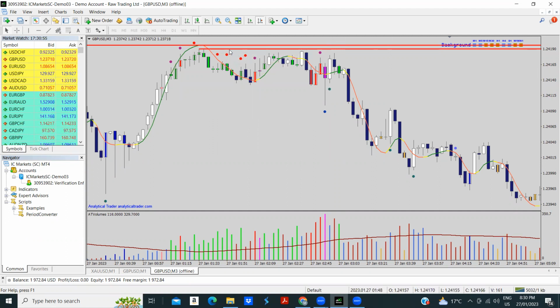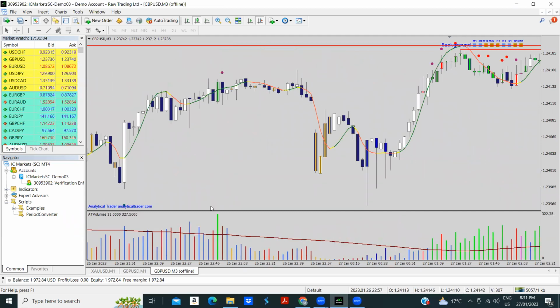What do we have here? A lot of supply here. Can you see supply, supply, supply, supply, supply? We have a lot of supply here. Demand is very less. And the major bias is also supply. Got it? The major bias is also bearish.